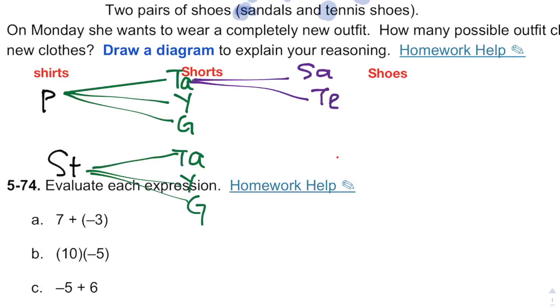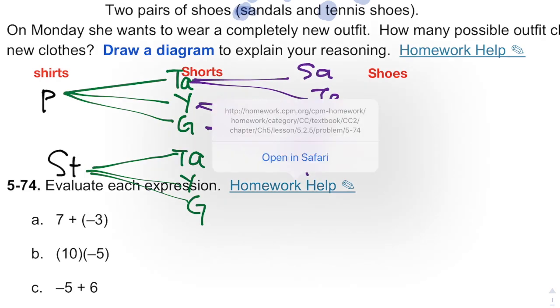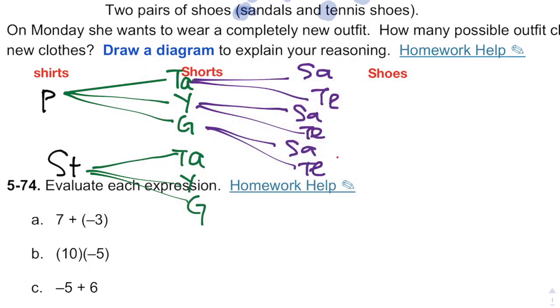Okay. And once we pick a plaid shirt with yellow shorts, we can either wear sandals or tennis shoes again. If we choose plaid shirt with green shorts, we can choose sandals or tennis shoes. It ends up being the same number of choices for each one of those. Each one of those short colors, we can have 2 options for shoes. So same thing for striped shirt.